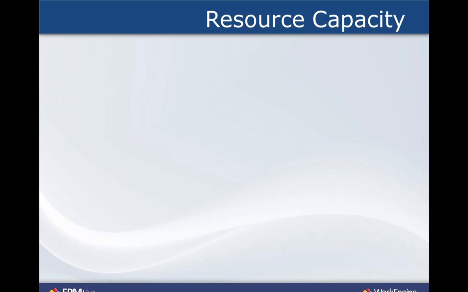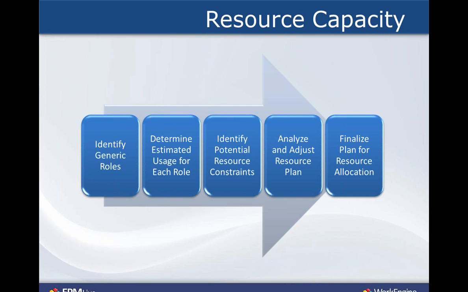So let's start from that top down, looking at resource capacity, that high-level capacity planning. If you look at some standards of what the definitions are of resource capacity, it's really oftentimes identifying the generic roles or types of resources that you actually want to deploy against a project or a work effort. Then determining the estimated usage for each of those roles on those projects and identifying potential constraints. And then analyzing and adjusting your resource plan so it fits within your ability to deliver those resources. Ultimately, after reconciliation, you finalize a plan for that resource allocation across all of your work efforts. And that's built up from individual resource capacity plans for each of your projects or work initiatives.